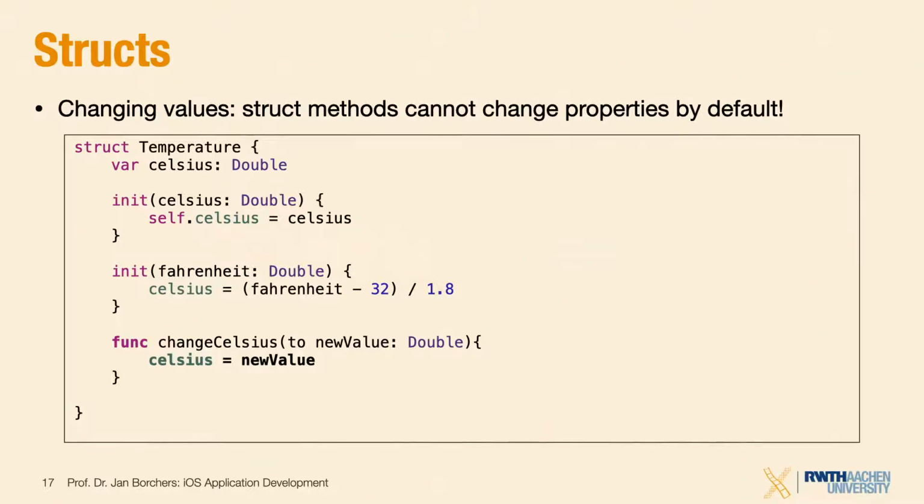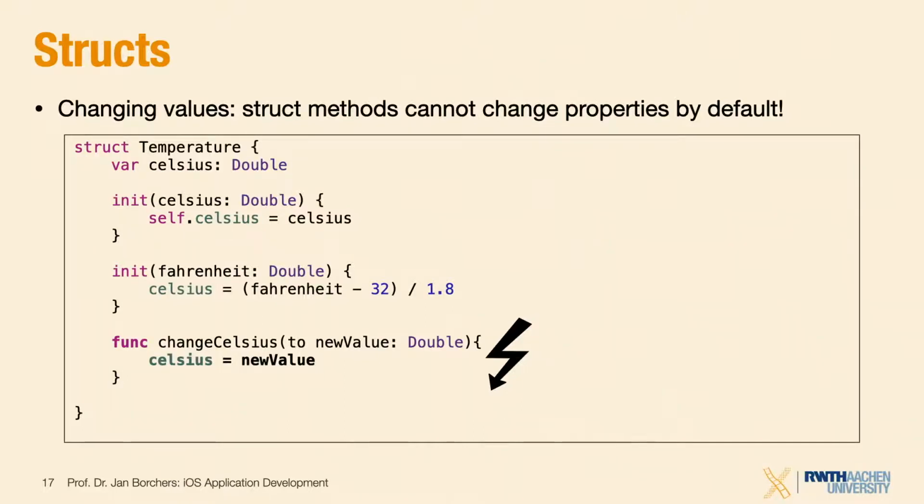That sounds like that should work, but it doesn't. The problem with this is that there's another safety feature here in Swift: by default, the functions, the methods that are part of your struct, cannot actually change the properties of your struct. By default, they have read-only access. If you want them to be able to do that, you need to flag them especially.